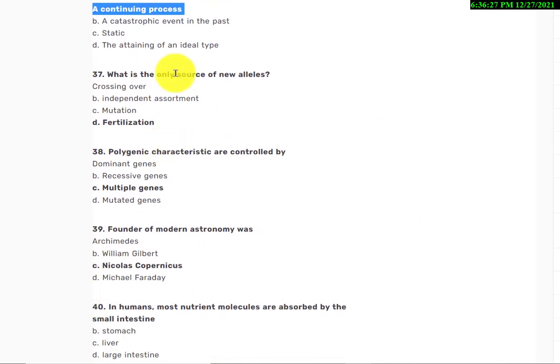The planet Mercury completes one revolution around the Sun in 88 days. Fossils found in the lowest geological strata are generally most primitive. Evolution can be described as a continuing process. What is the only source of new alleles? Fertilization. Polygenic characteristics are controlled by multiple genes.